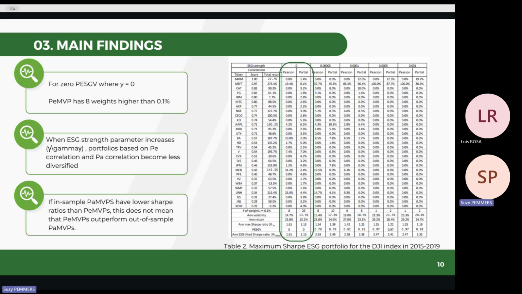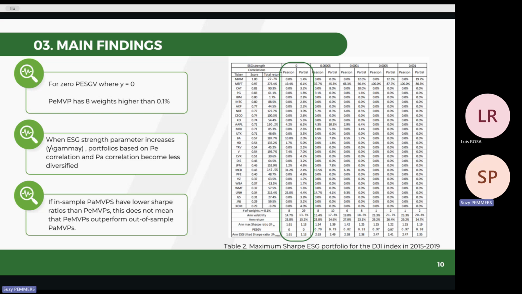Then we have the in-sample versus out-of-sample performance. While the partial correlations-based portfolio has a lower Sharpe ratio in sample compared to the Pearson correlations-based portfolio, this does not imply that the PE MVP would outperform the PA MVP out of sample. So we can say that PA MVPs are more robust and diversified, with more stable weights over time, especially outside bear markets.